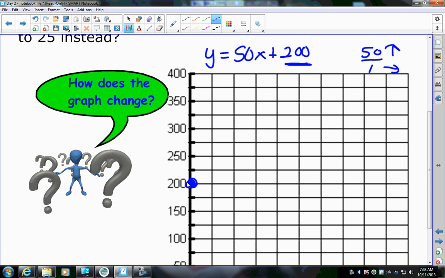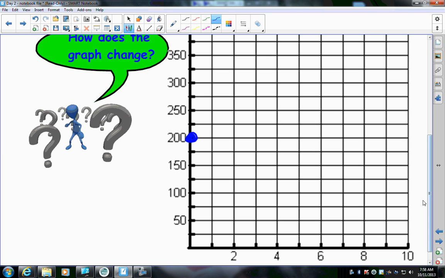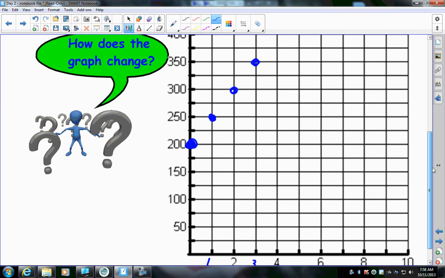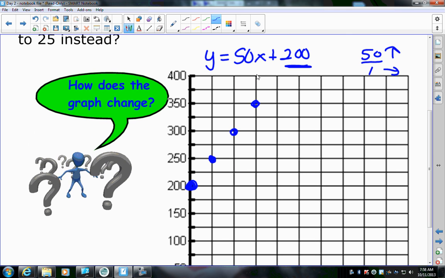Well, every 2 lines is 50. And down here on the x-axis, what am I going by? Okay, each line is by 1s. So I'm going to go up 50 and to the right 1. Up 50 to the right 1. Up 50 to the right 1. Up 50 to the right 1. There's my line, the original line.